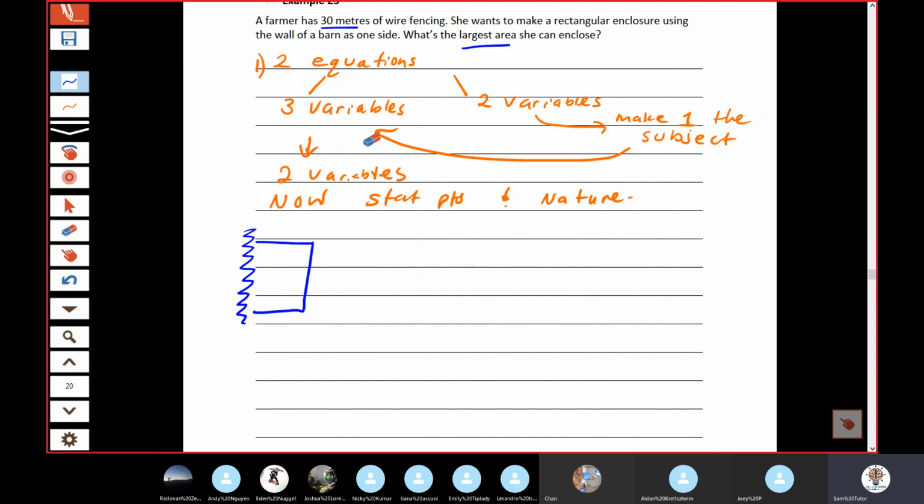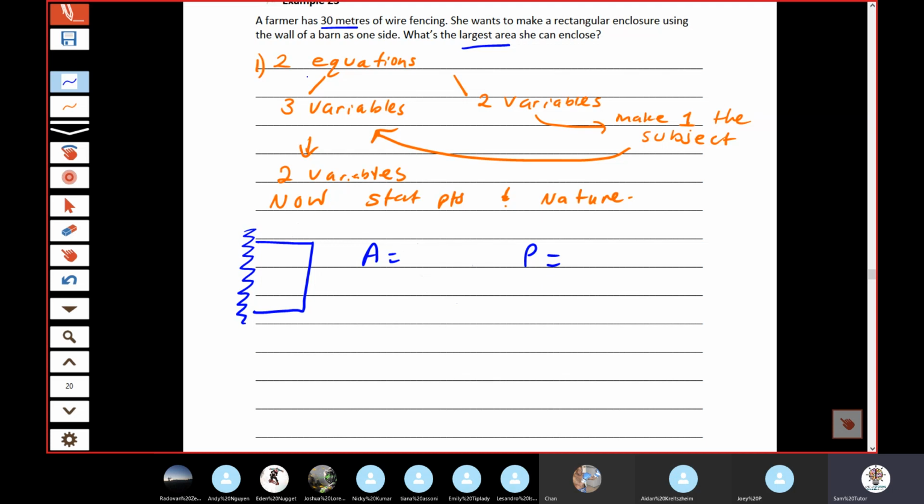Okay, we need 2 equations. What do you think those 2 equations are? One's going to start with P, one's going to start with A. A is obviously area. P is perimeter. Perimeter is how much? What does it say in this case? 30 meters, right? I know the perimeter must be 30. So I've got 2 equations. One's area, one's perimeter.